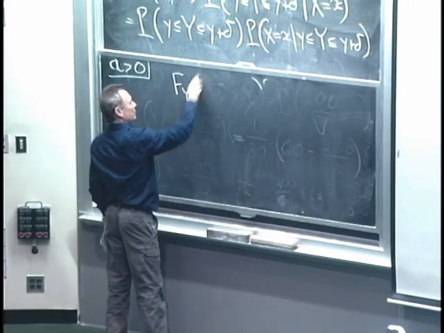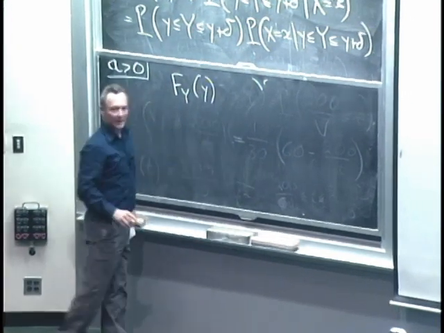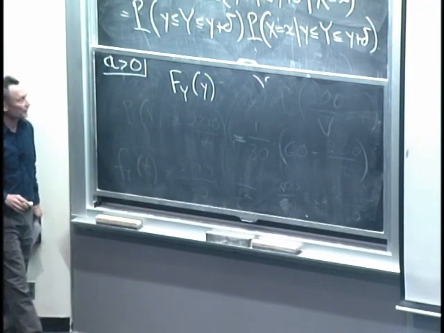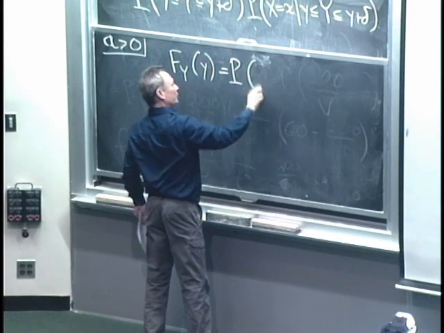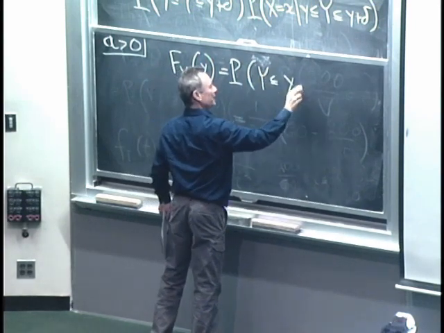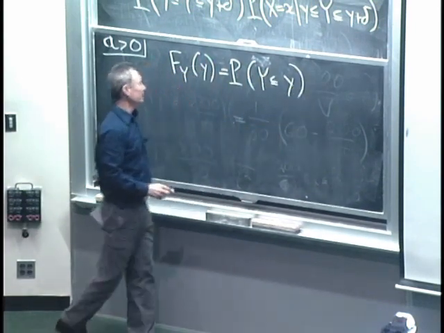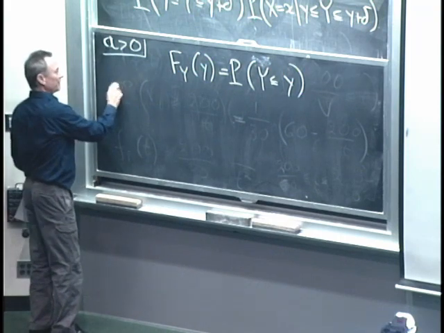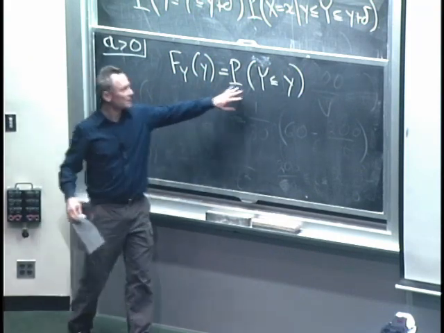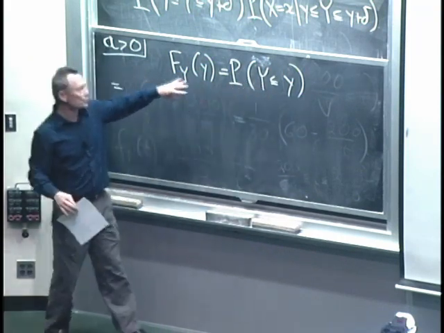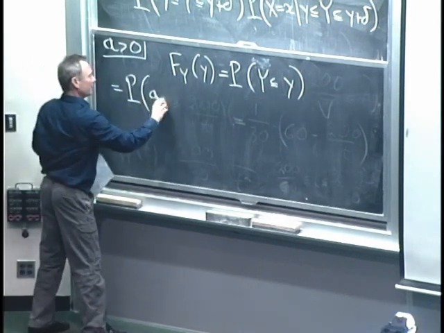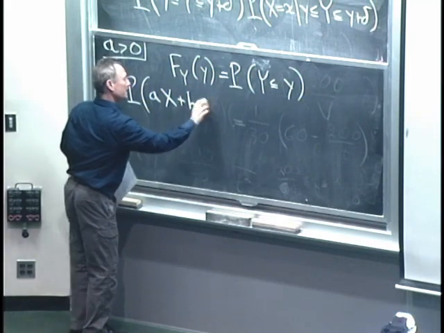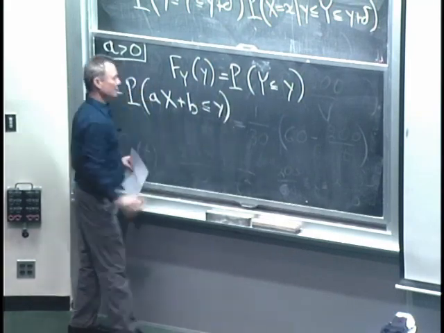We want to find the cumulative of y, and after that we're going to differentiate. By definition, the cumulative is the probability that the random variable takes values less than a certain number. And now we need to take this event and translate it and express it in terms of the original random variables. So y is, by definition, ax plus b. So we're looking at this event.